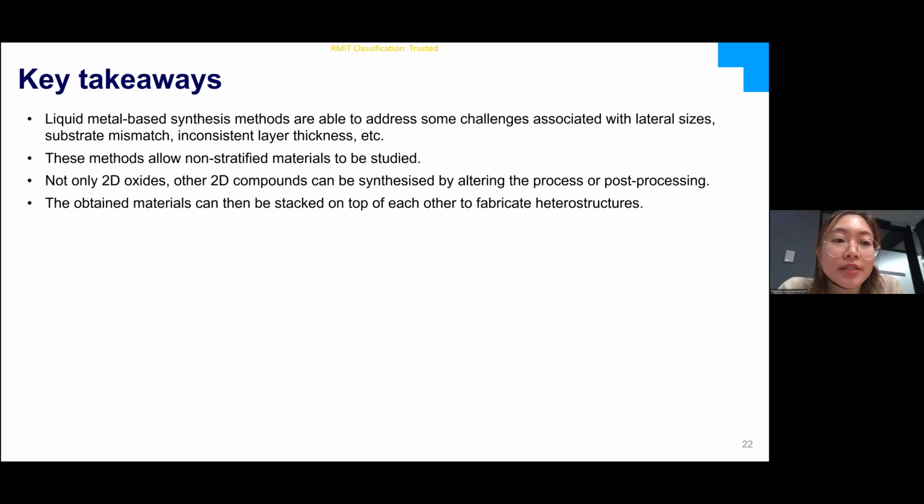The obtained materials can also be stacked on top of each other to fabricate heterostructures, and this is very helpful and useful to access advanced applications.